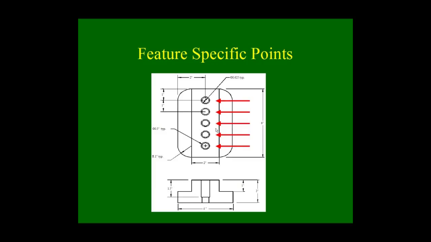Feature-specific points are much simpler. As you can see in the drawing, we have basically 5 holes in the middle of a part. The center of each one of those circles that represents those holes would be the specific point that you would want to program to. That would be the feature-specific point. The nice part about feature-specific points is they're usually pretty well laid out on the drawing. They tell you exactly where they need to be in terms of dimensions from some known feature.